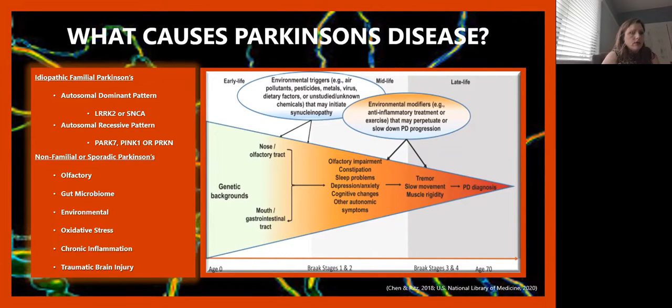This includes damage to what's called the olfactory nerve, so that's the nerve that helps you smell. Alterations in the gut microbiome, so the normal bacteria in your stomach. Chemical exposure, oxidative stress, chronic inflammation like from illnesses or autoimmune disorders, and most recently we're finding traumatic brain injury. These cases are classified as sporadic, and they occur in people with no apparent history of the disorder in their family. The cause of these sporadic cases remains unclear.